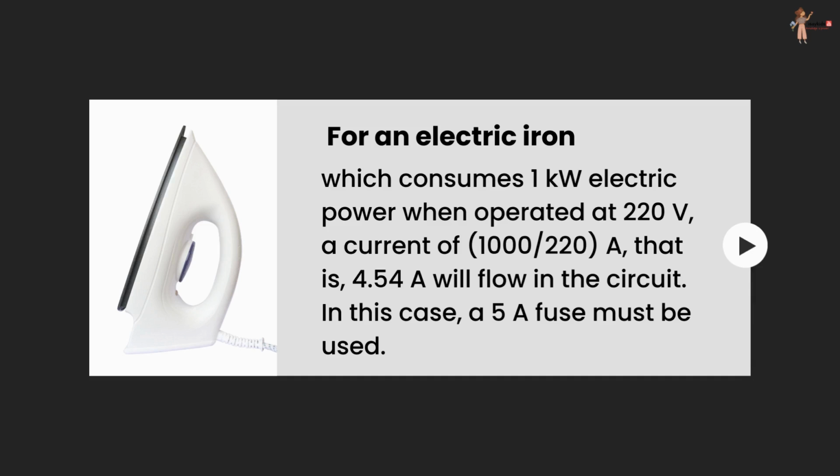For an electric iron which consumes 1 kilowatt electric power when operated at 220 volt, a current of 1000 by 220 amperes, that is 4.4 ampere, will flow in the circuit. In this case, a 5 ampere fuse must be used.